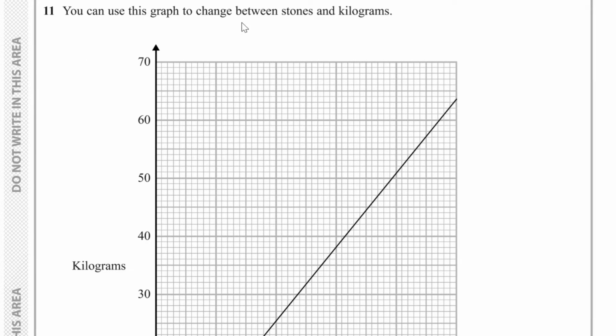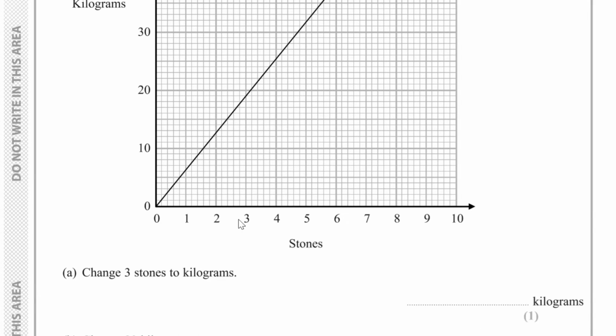Question 11, you can use this graph to change between stones and kilograms, and for part A we have to change 3 stones into kilograms. So to do this question, well, we have 3 stones, so let's draw a vertical line up, and then from here we draw a horizontal line across. It turns out we get 19 kilograms.